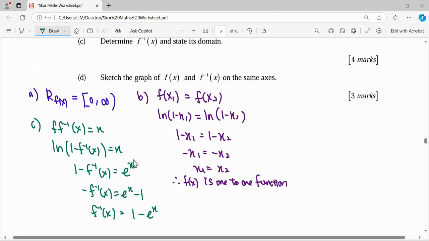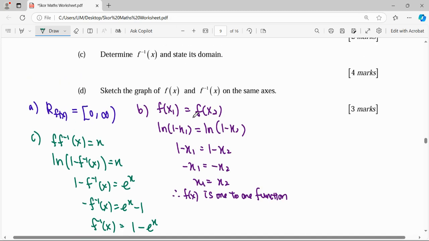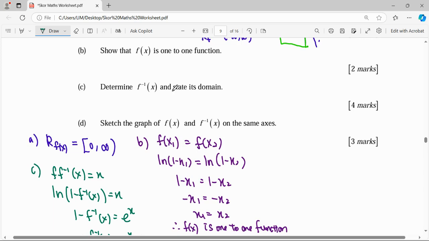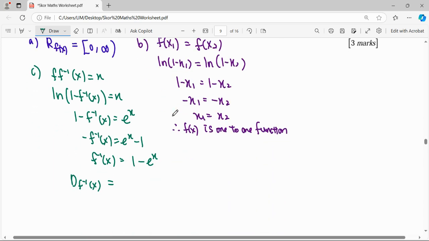Then the question asks you to state the domain. Domain of f inverse, it will refer to the range of the function, which is 0 to infinity.